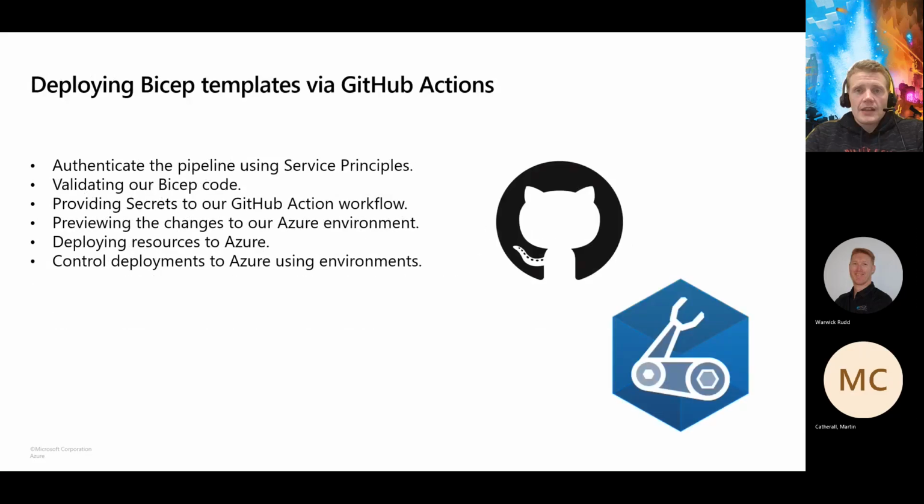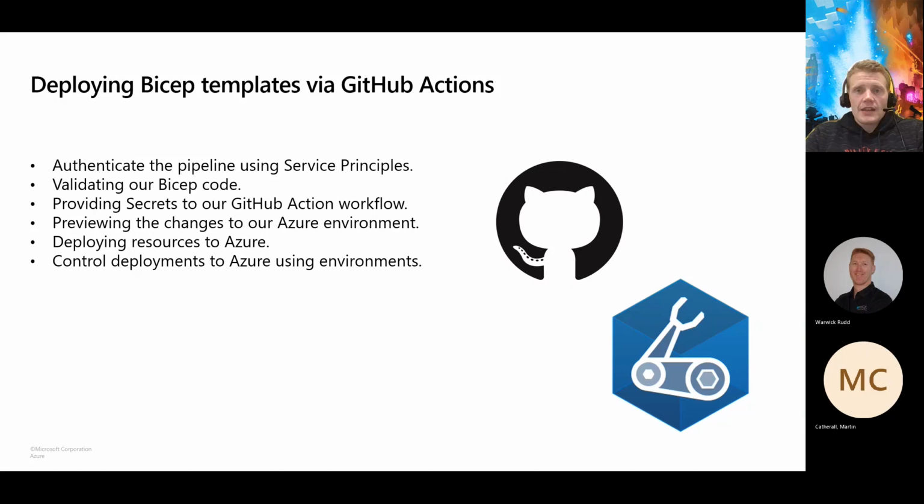Now, when it comes to deploying our Bicep templates via GitHub Actions, this is where we're going to turn our attention to the demo. Essentially, we can think of this as several steps. What we'll need to do is set up a service principal that will enable the pipeline to deploy stuff to Azure. We'll need to give it a particular role assignment, and we're going to use the Azure CLI to do this.